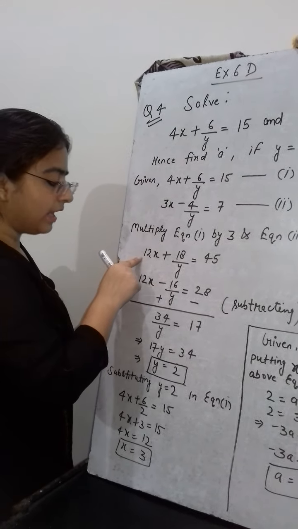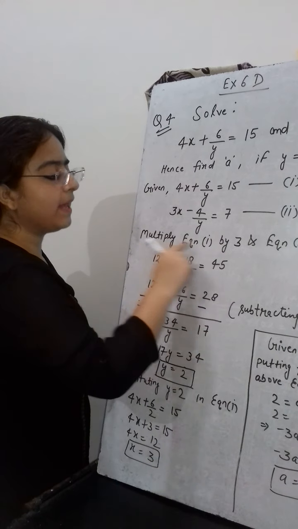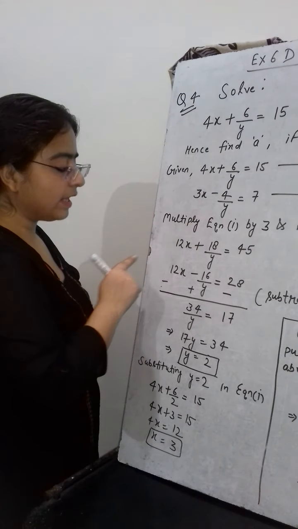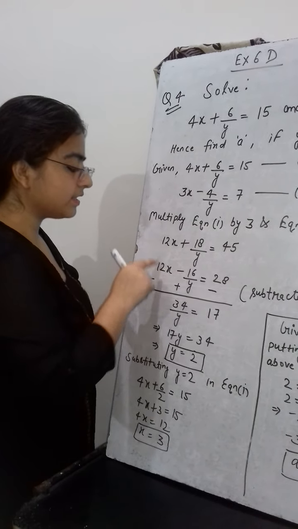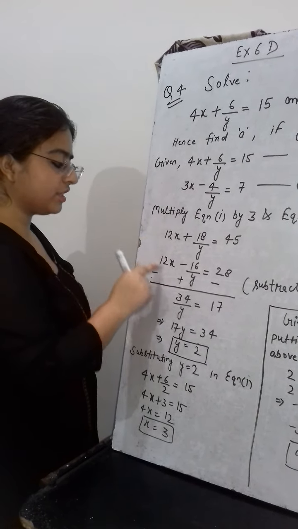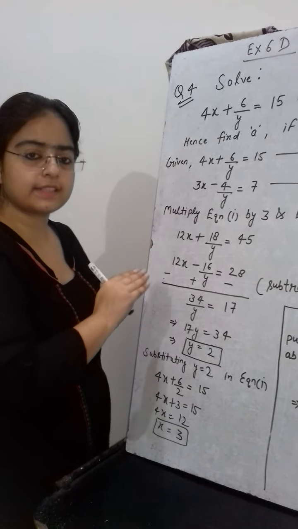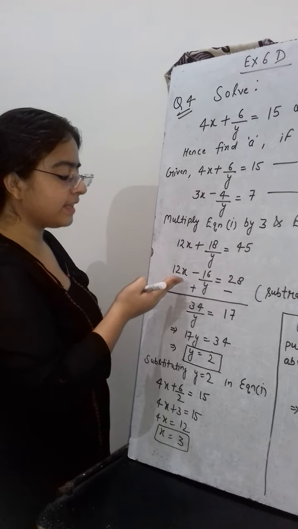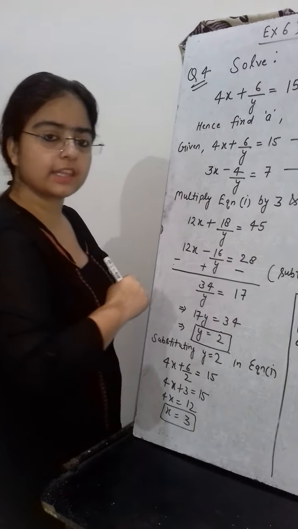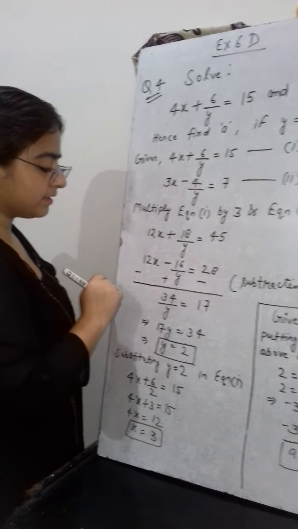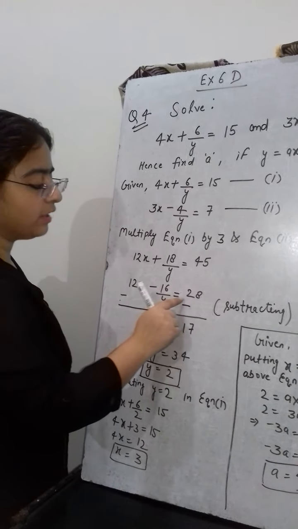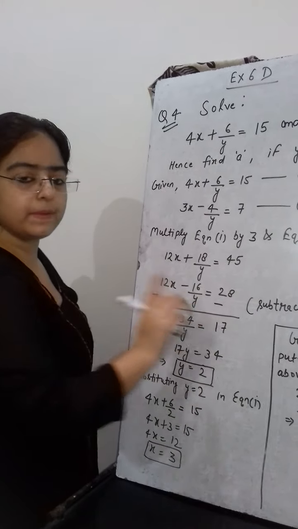Now after multiplying by the given numbers, both of the equations are obtained in this form. Now we can see the term which is equal in both the equations is 12x, and 12x is positive here and also positive here, so it will not be cancelled on adding, so we have to subtract the second equation from the first one. As a result, the sign of each term will change in the second equation. 12x will become negative, minus 16/y will become plus, and 28 will become negative. The sign of each term will be changed here.